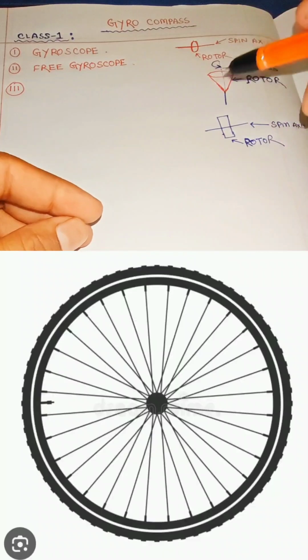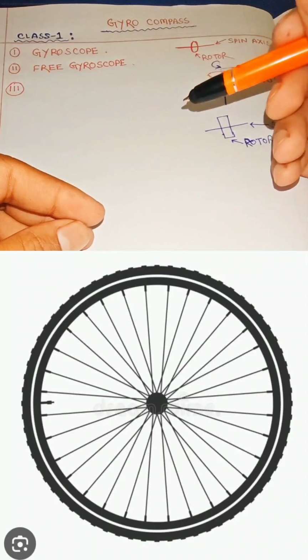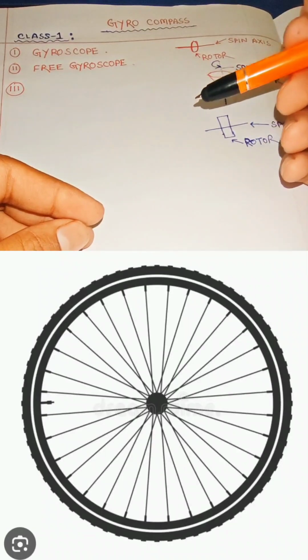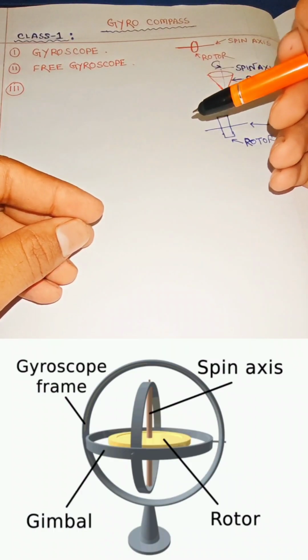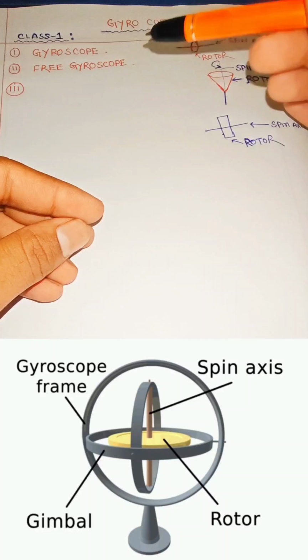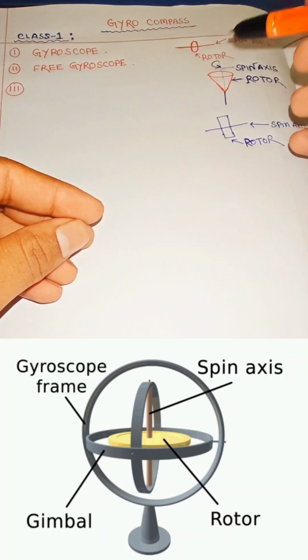Okay, so anything can be gyroscope, but for a free gyroscope it should be 3 degrees of freedom. It must be 3 degrees of freedom. So that one you have to understand. So guys, I think you understand what is gyroscope.